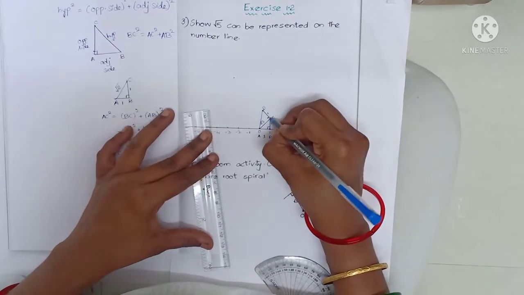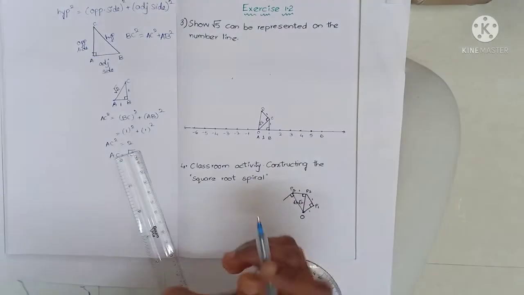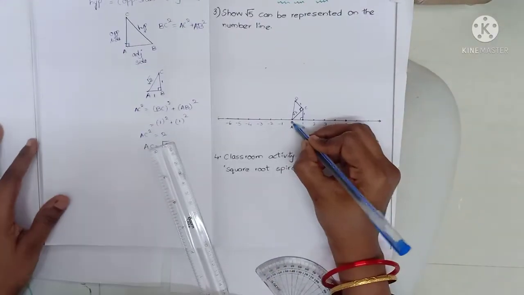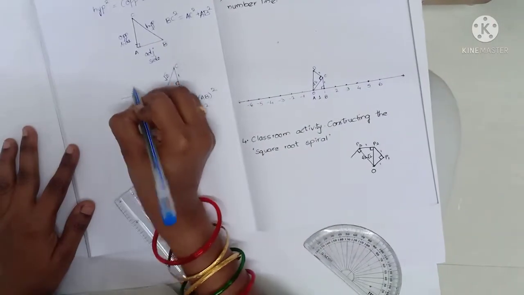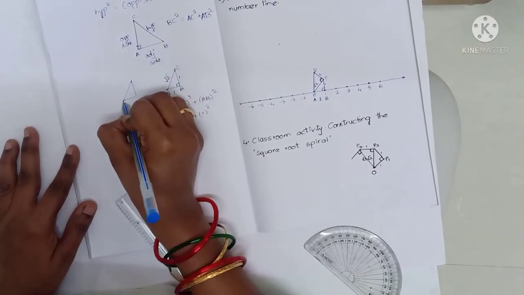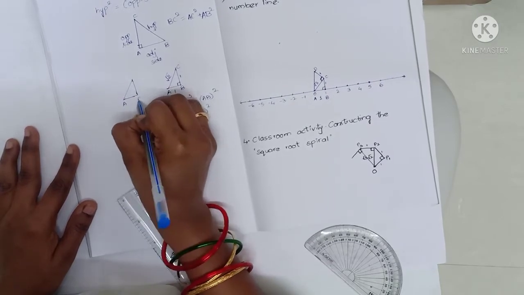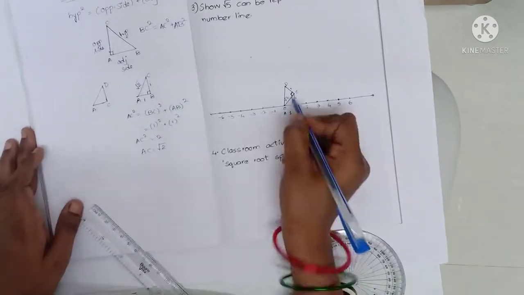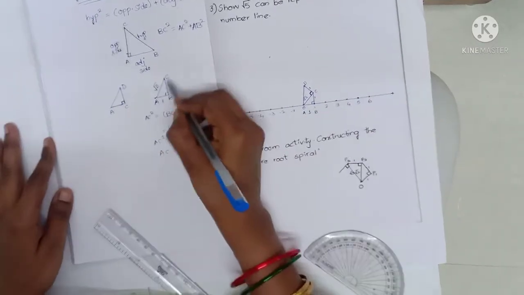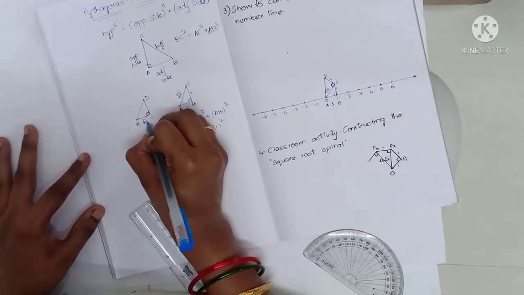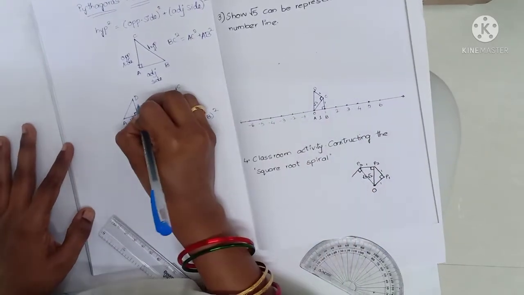CD is the perpendicular, so this is a right angle triangle again. We got right angle triangle ACD, with the right angle at C. Now what is the length of AC, children? We got AC length as root 2 and CD length as 1.